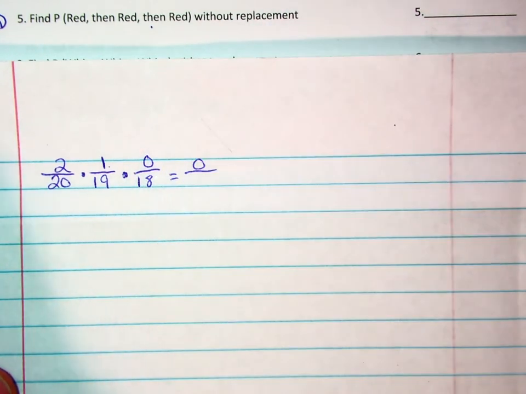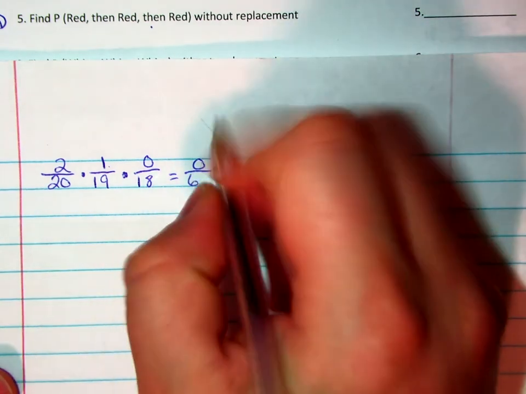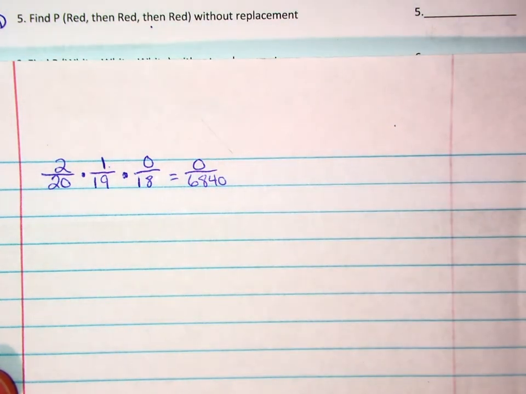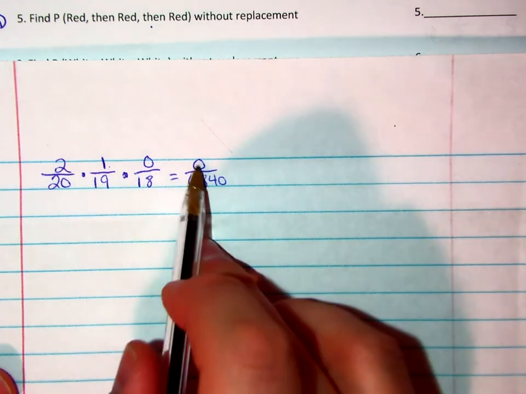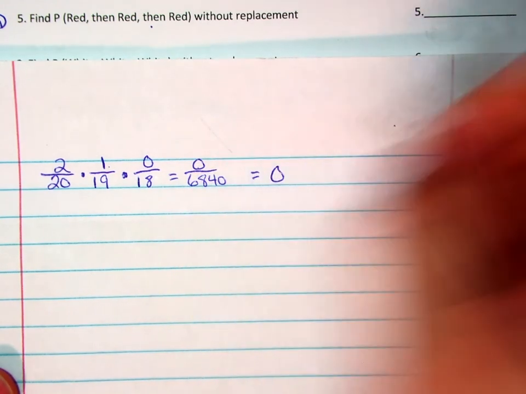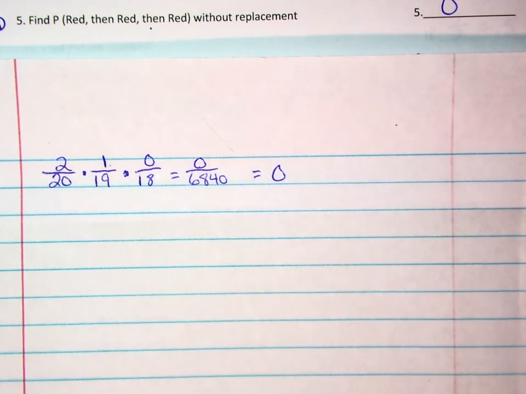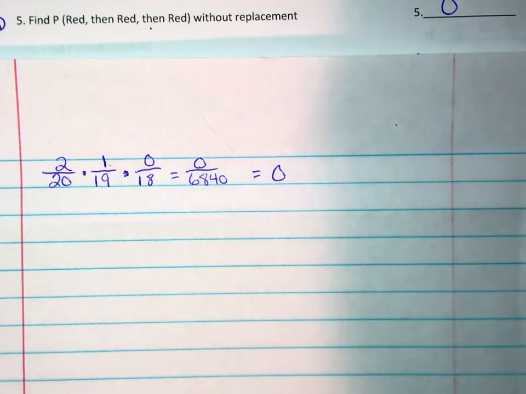20 times 19 times 18, 6,840. Well, it doesn't matter what I divide by for this fraction because my numerator is 0. My solution will be 0. So the probability of getting a red, then red, then red without replacement is going to be 0%. Because I only have 2 reds to draw. I can't draw a third red that does not exist.